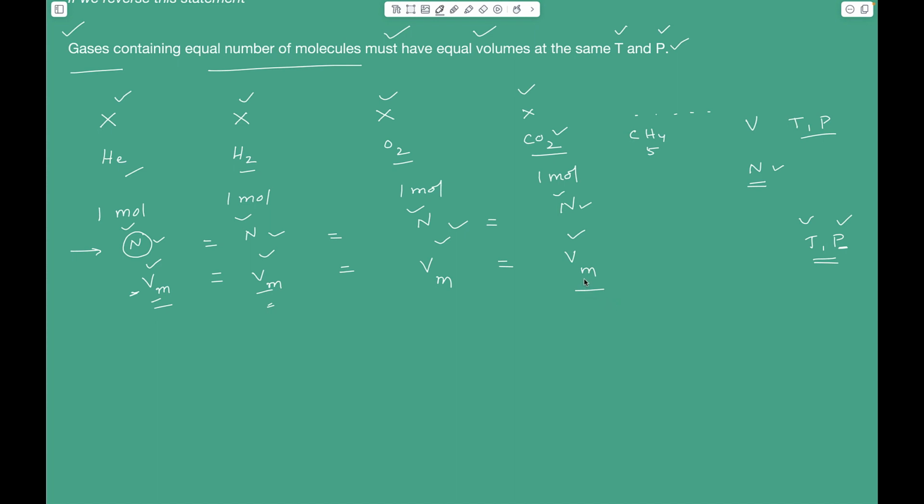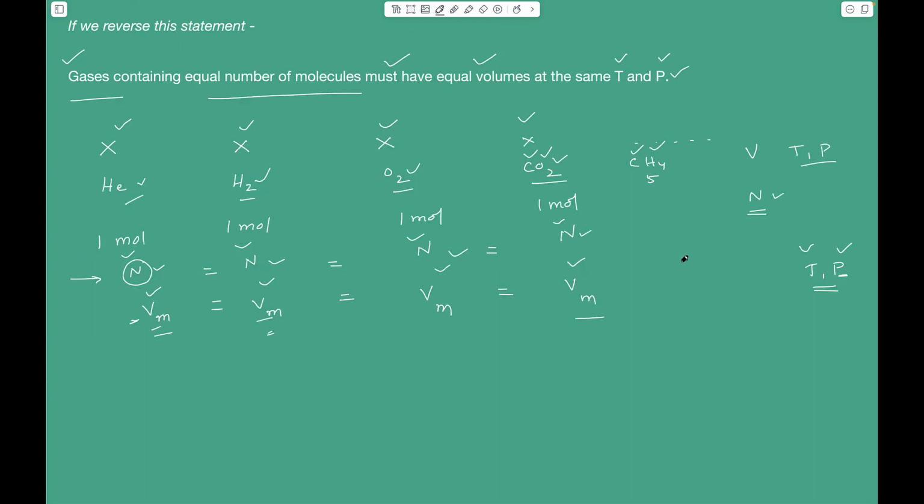So the volume does not depend on the number of atoms present in each of these molecules, the mass of the molecule, the chemical composition of the molecule. Here, a molecule of carbon dioxide is composed of carbon and oxygen atoms, whereas this is composed of carbon and hydrogen atoms, whereas these are elements. No, it doesn't matter. If you have equal number of molecules, they would all have the same volume at the same temperature and pressure, and this is quite interesting, right?